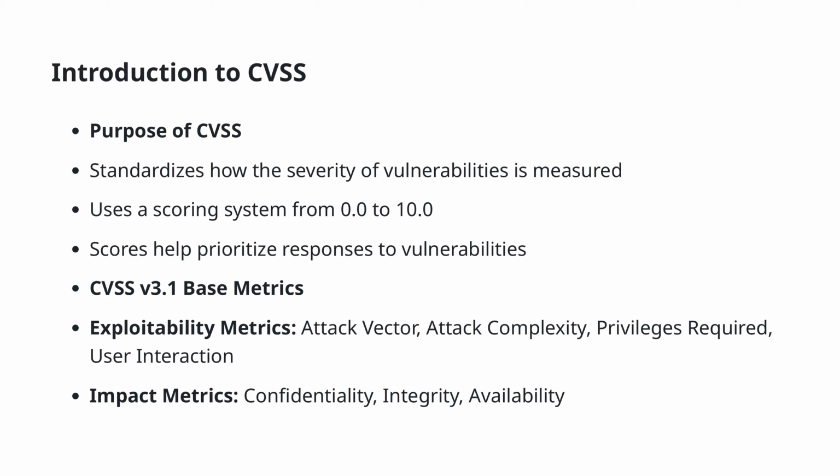On the other hand, impact metrics evaluate the consequence of a successful exploit on the targeted system. They include confidentiality, the impact on the confidentiality of the information resources; integrity, the impact on the integrity of the system; availability, the effect on the availability of the impacted component. Understanding these metrics aids in comprehensively evaluating the risk posed by a vulnerability, allowing for informed decision-making when it comes to addressing such security issues.